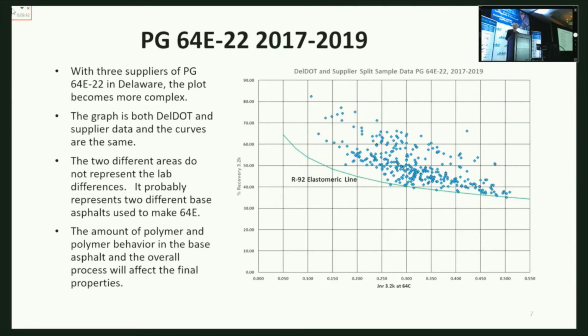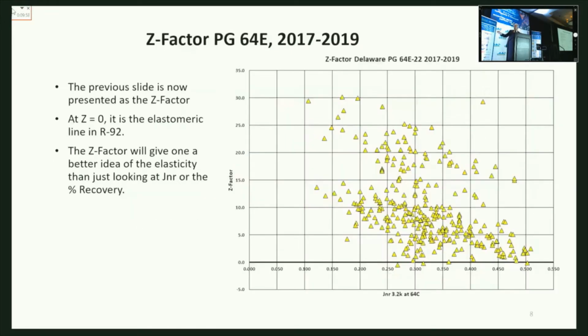This happens to be a collection of split samples from our suppliers, covering about a 2.5-year period from 2017 to 2019. I'd originally drawn the graph as our data versus their data, but they overlapped. What you're seeing is not, oops, back pedal.